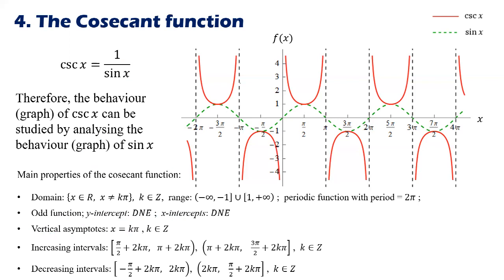Vertical asymptotes are these lines, which can be expressed as x equals k pi, right? And increasing intervals are half pi plus 2k pi to pi plus 2k pi.